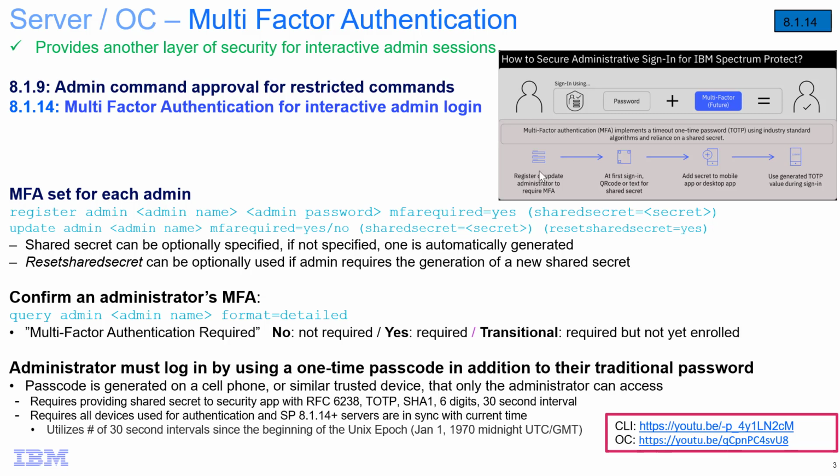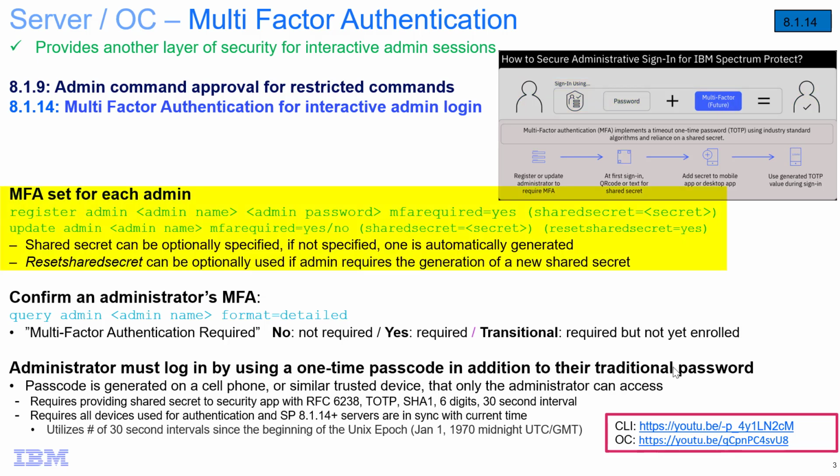So the way that this works is that an administrator is registered or updated to use MFA, and the first time they sign back in to the Spectrum Protect Administrative Command Line or Operations Center, they'll see a QR code or a text-based shared secret. They will then use that secret inside of a mobile app or a desktop app to generate a 6-digit passcode, which is valid for 30 seconds. They'll take that passcode and, utilizing their Spectrum Protect administrator ID and password, they'll also enter that passcode, and then they'll be able to log on.